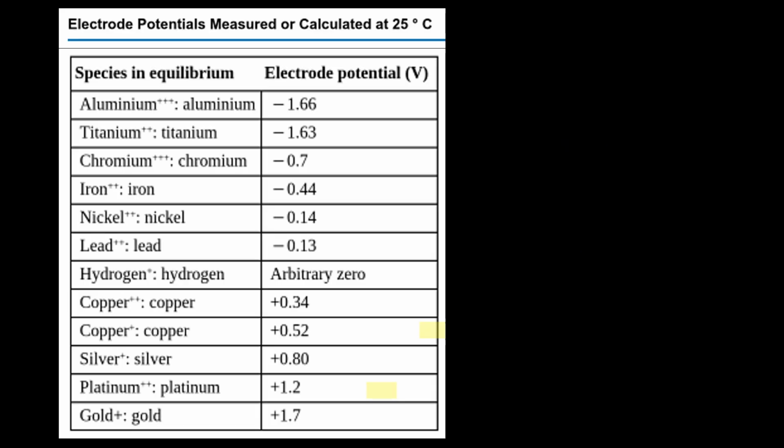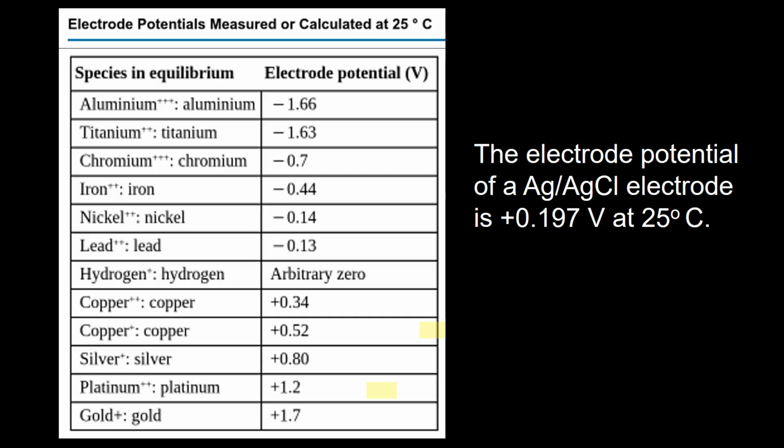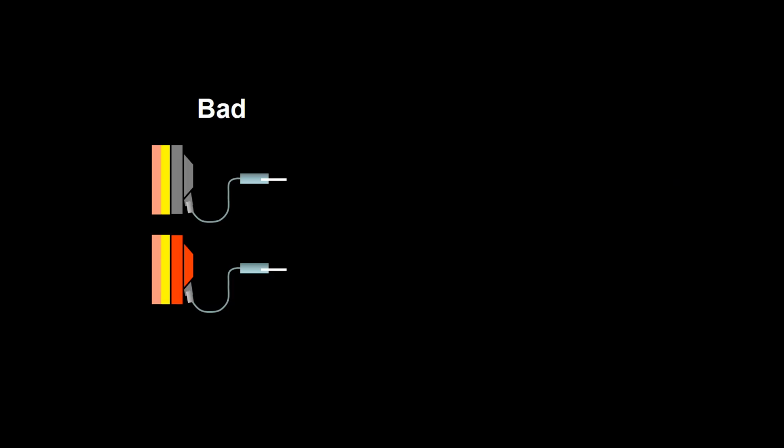In this frame, you are looking at electrode potential from different metals. I have added in this frame the electrode potential for silver chloride electrode. As you can see, it is not the lowest or the highest. Silver chloride electrodes should not be mixed with electrodes of other materials.